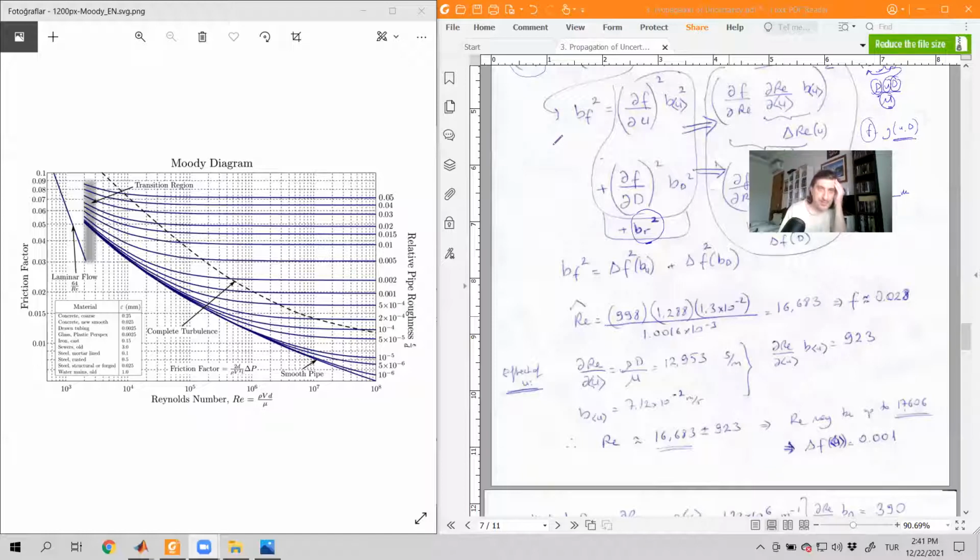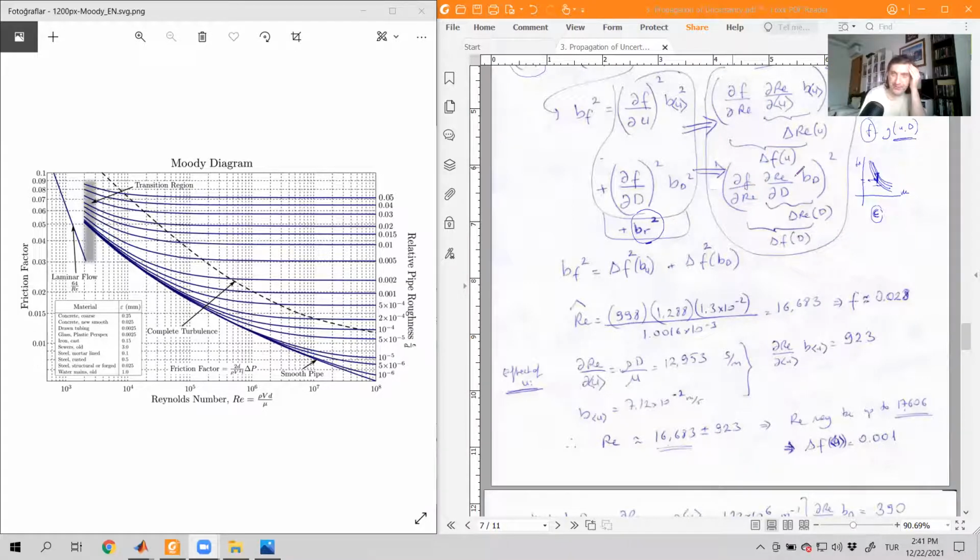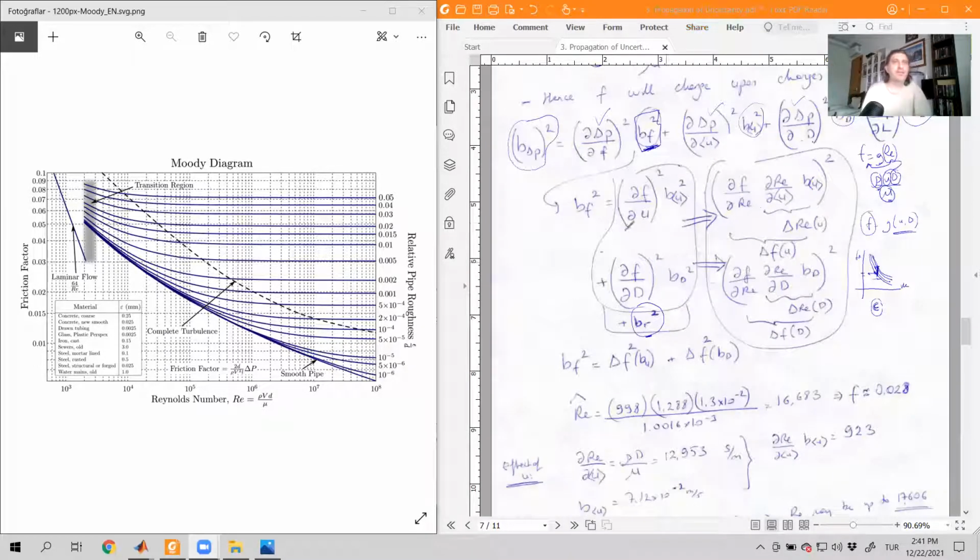Okay, this figure shows how the Fanning friction factor changes with respect to Reynolds number. First I will talk about how to read this figure. Actually, it's pretty simple, but then I'm going to come to these derivatives.